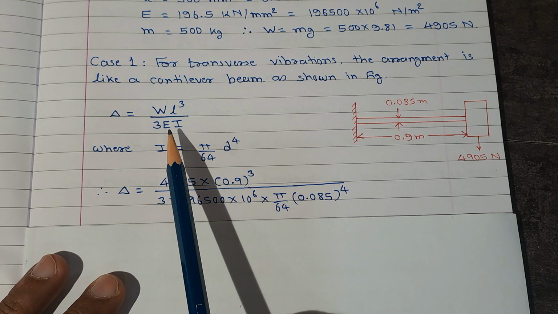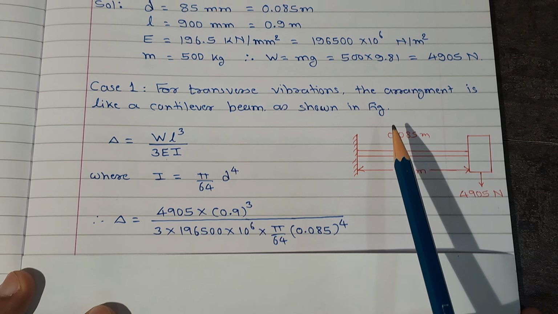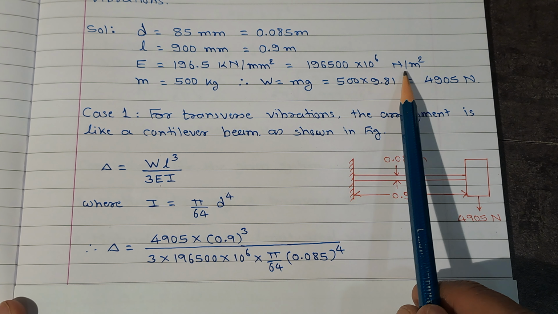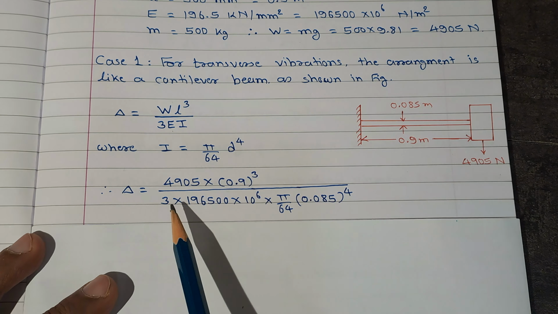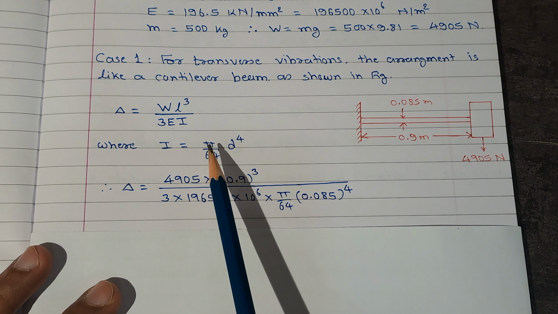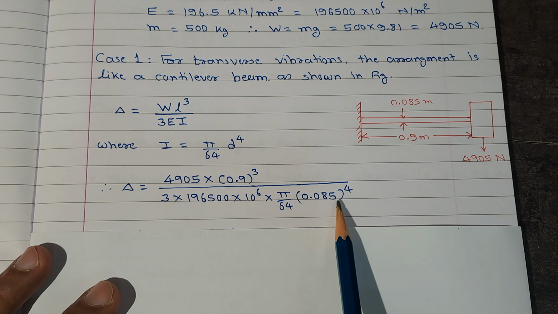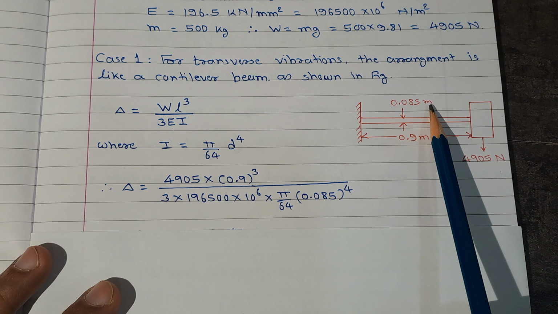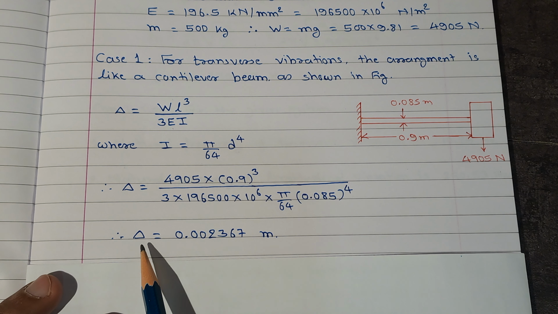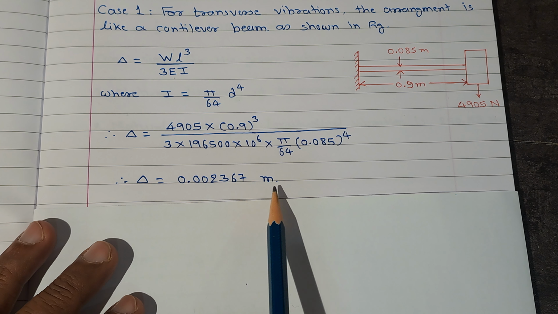3 into E, that is what we have denoted in the data, 196,500 into 10 raised to 6 Newton per meter square, into I, that is pi by 64 into d raised to 4, that is 0.085 raised to 4, this diameter. On calculation we found that delta is equal to 0.002367 meter.